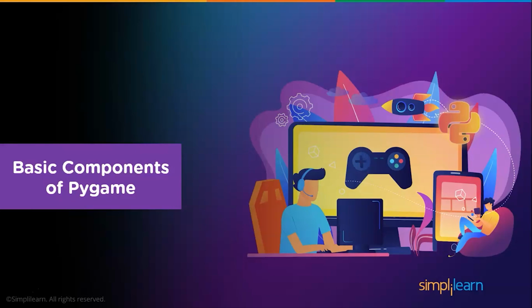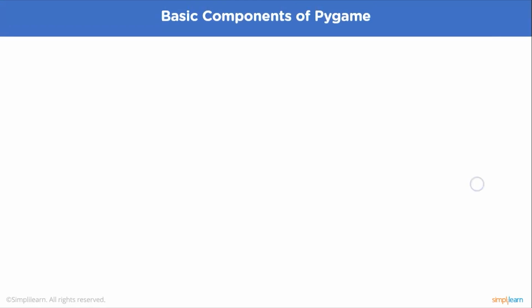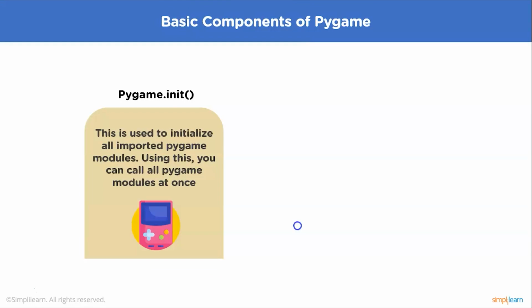Now, what are the basic components of Pygame? The first and most important component of Pygame is the pygame.init module. This is used to initialize all imported Pygame modules. Using this, you can call all Pygame modules at once into your program. Before you can do much with Pygame, you need to initialize it. The most common way to do this is to use pygame.init. This will initialize all the modules in Pygame with just one single command.